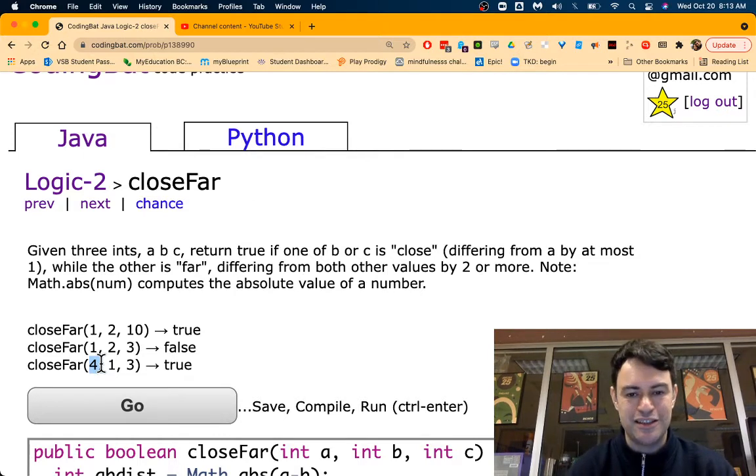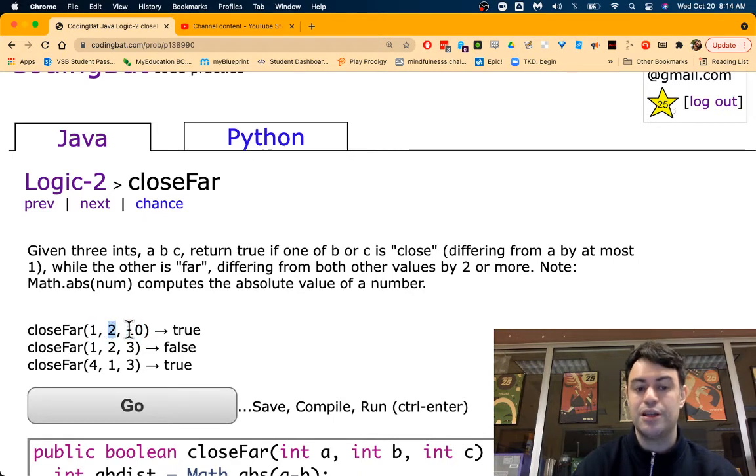In addition to there being a close number, like one of B or C, the one that's not close needs to be far to the other two values. Oh, that's so hard. So I'll show you for the first example. We already know that 2 is our close number. That means C, the other number, needs to be far from A and B, which it is. That's why it returns true. One of them's close to A, and the other number is far from both of those numbers.